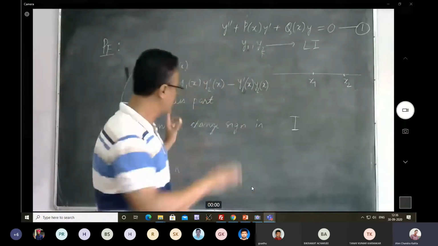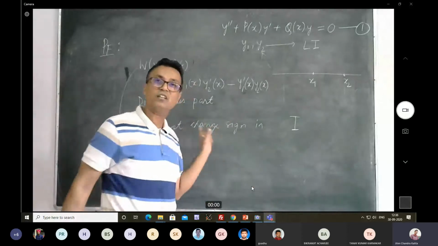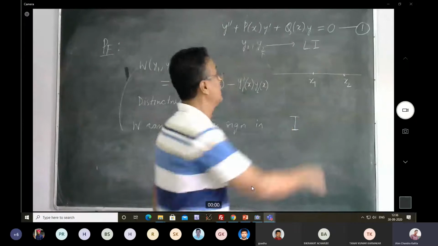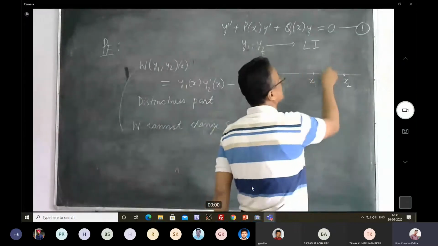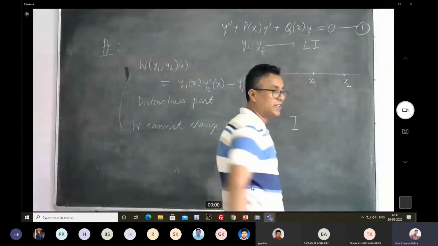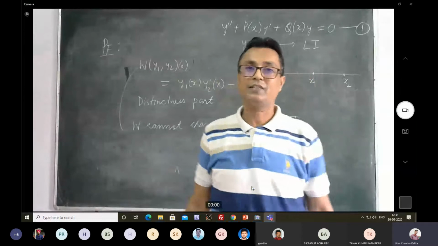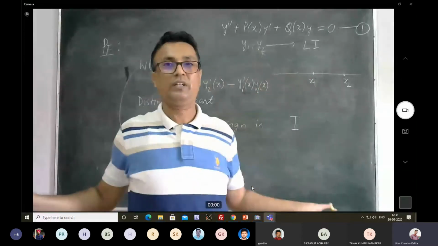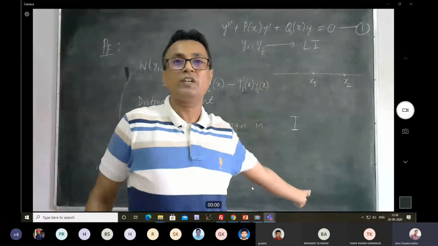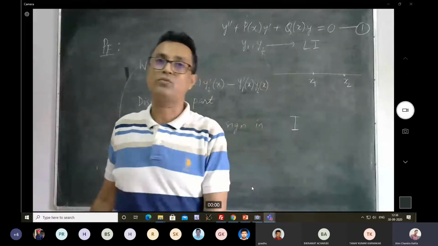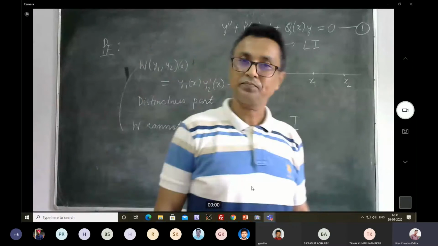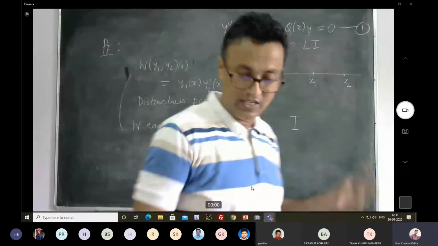So now you have understood why the Wronskian cannot change sign. If it changes sign at a certain point, it is going to cross the x-axis. That is going to make it 0. If it is 0, it has to be 0 throughout the interval, which is a contradiction, because y1 and y2 are linearly independent. Up to that it is clear.